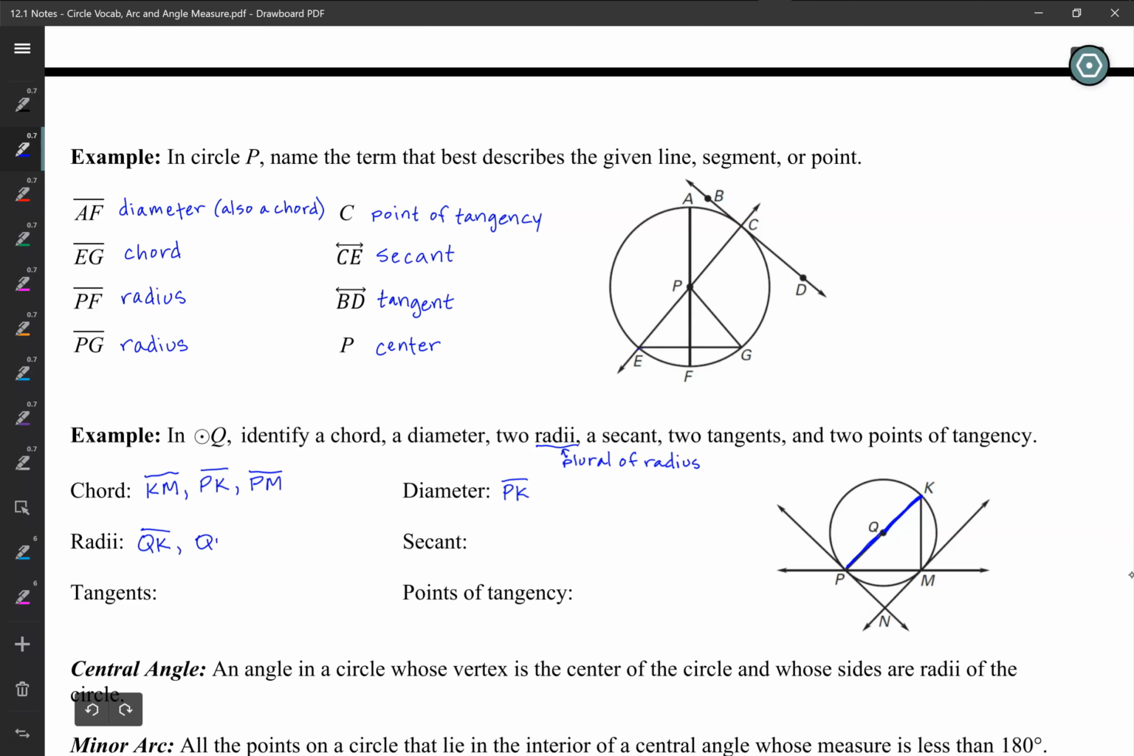Segment QP. And remember, when you're naming segments, it doesn't matter which letter goes first. I could have named those segment KQ and segment PQ. It doesn't matter which letter goes first, but you do have to have the segment bar on top.